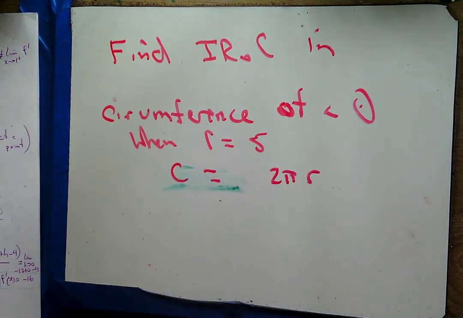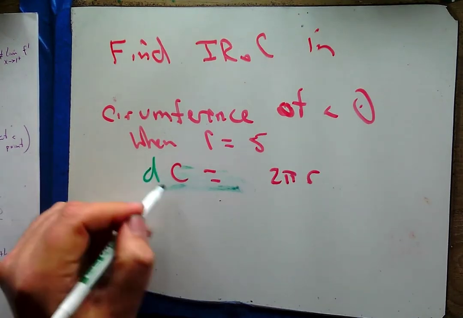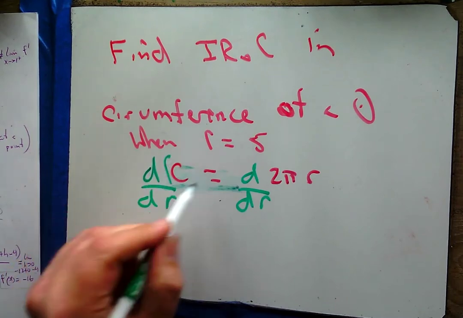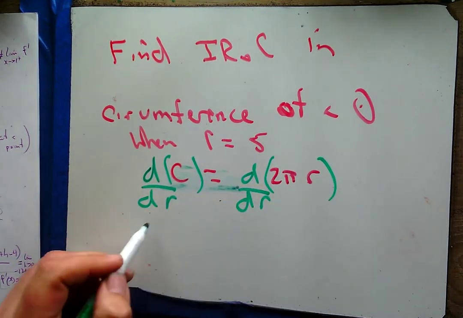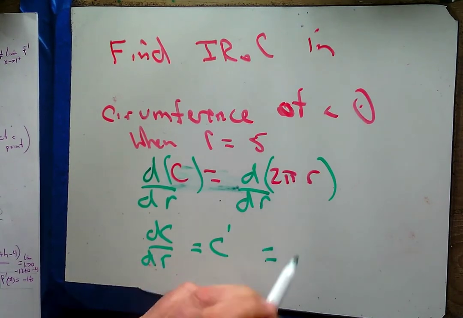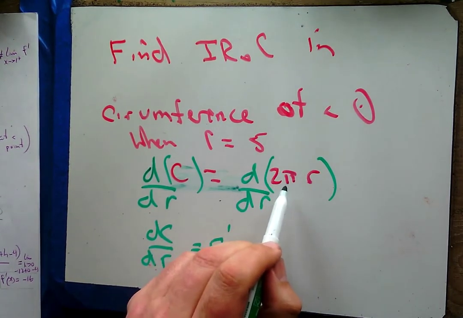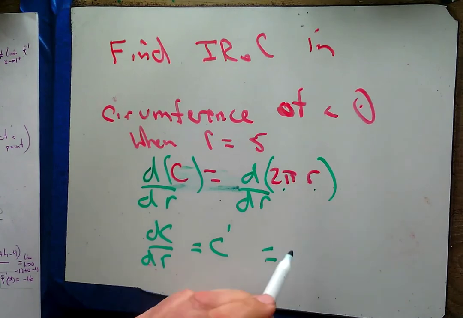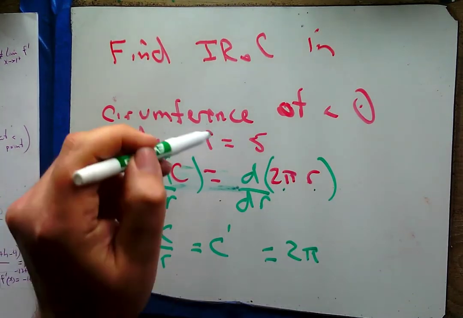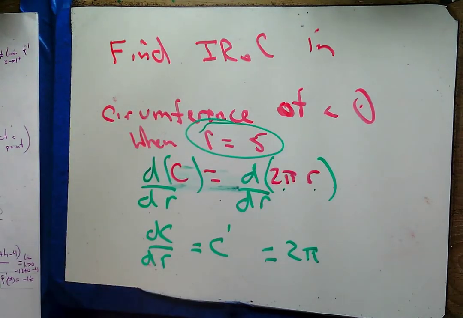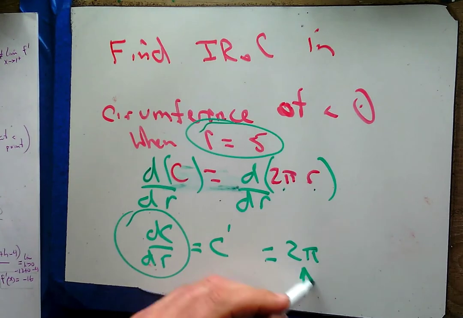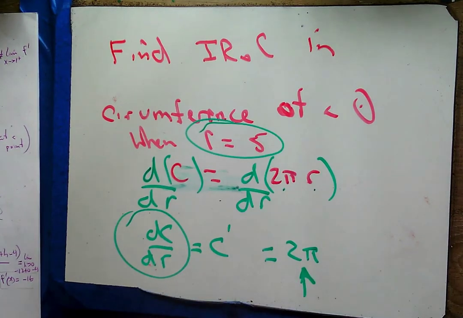We're looking for the instantaneous rate of change. So we want to take the derivative of both sides with respect to r. On the left, we have dC/dr, also known as C prime. And on the right, the derivative of a constant times r to the first is just that constant. So it doesn't matter that we're at r equal 5. The rate of change in circumference with respect to radius is always 2 pi.